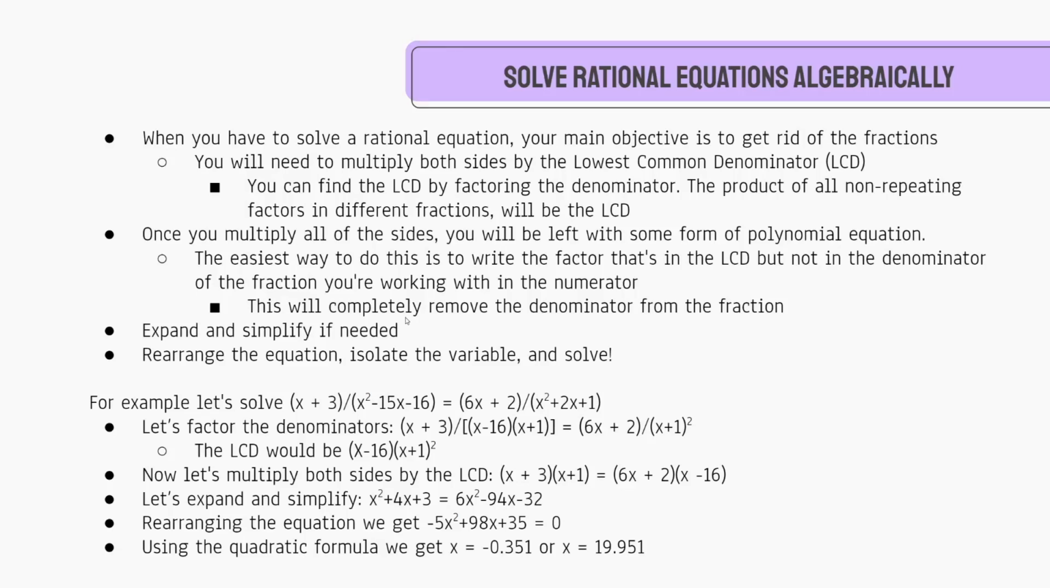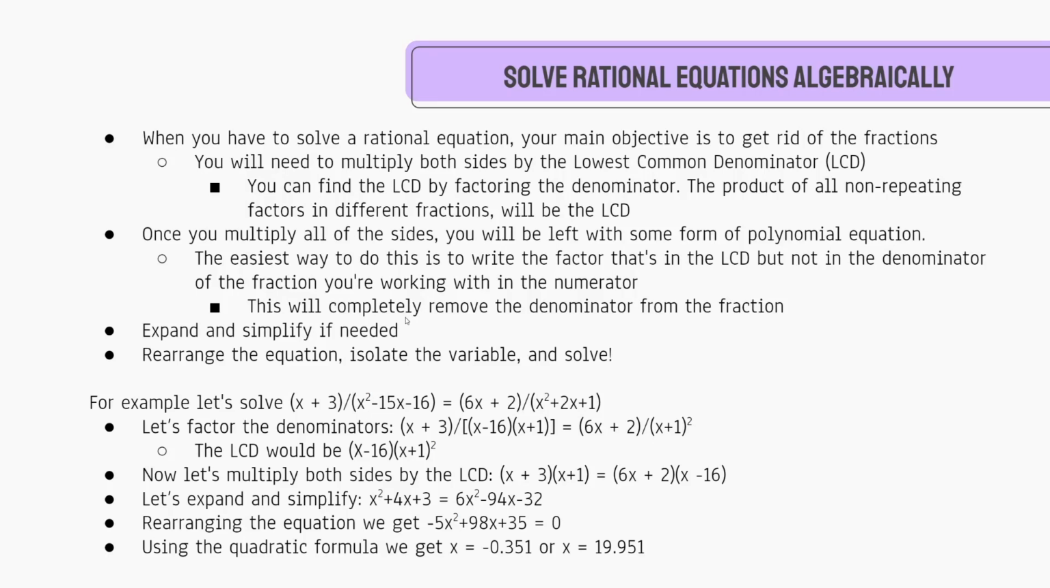That might sound a little confusing, but I have an example at the bottom, so I'll explain further. Once you multiply both sides by the LCD, you'll be left with a polynomial equation. When multiplying, the easiest thing for me to do is to write the factor that wasn't in the denominator but is in the LCD into the numerator, because essentially you're canceling out all the factors that were in the denominator. This just makes your life a lot easier.